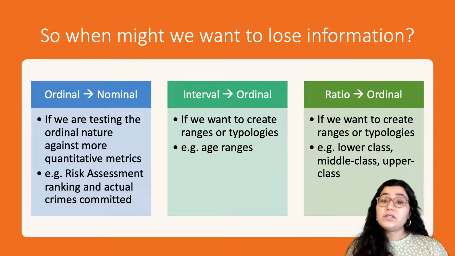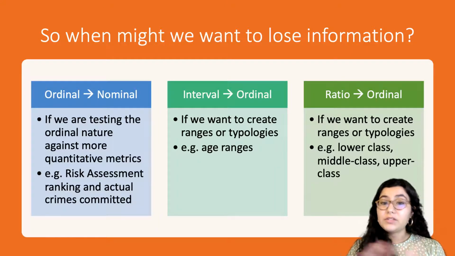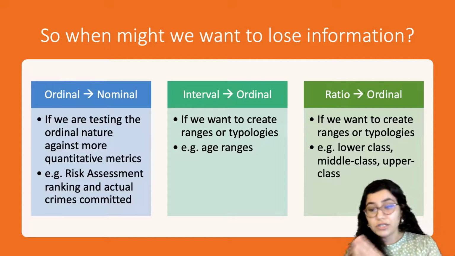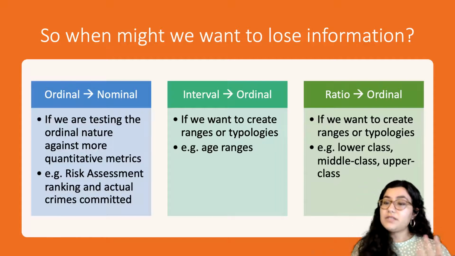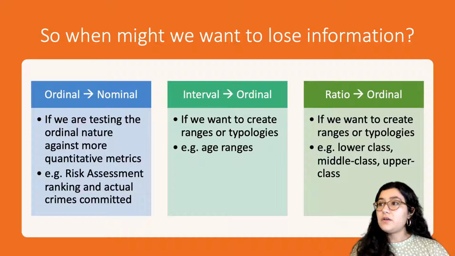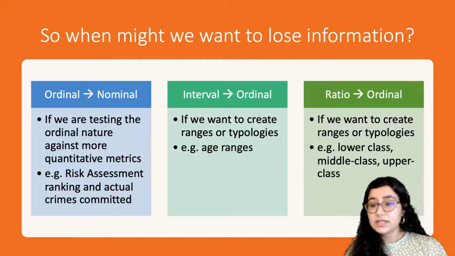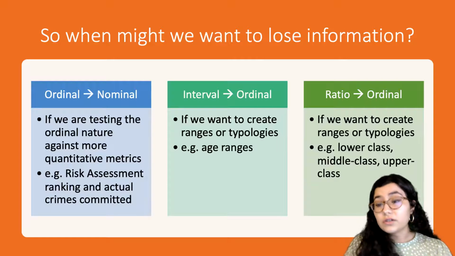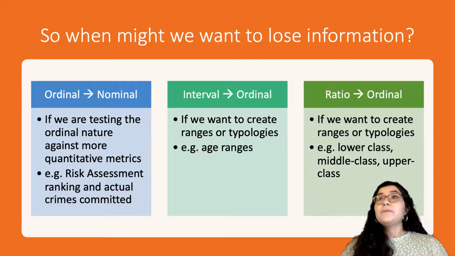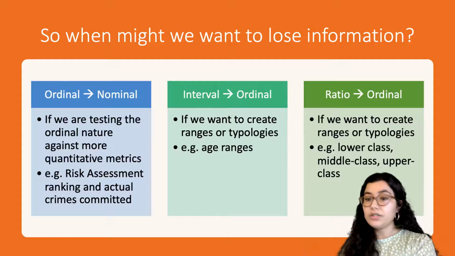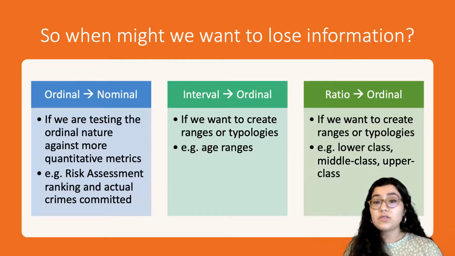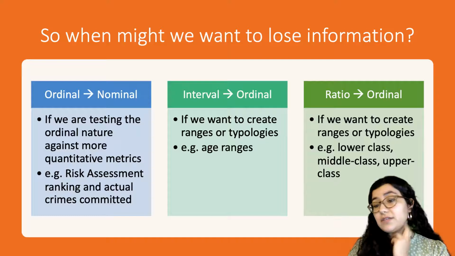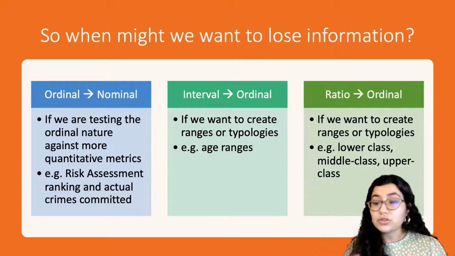We might also want to turn an interval variable into ordinal if we want to create ranges or a typology. Let's say age ranges, right? Maybe we recognize that there are generational differences that we want to understand. So rather than measuring age in particular, we turn age into an ordinal categorical variable of adolescent, teenager, middle-aged person, elderly. That's a reason why we might want to lose some information: if we're very interested in the generational differences.